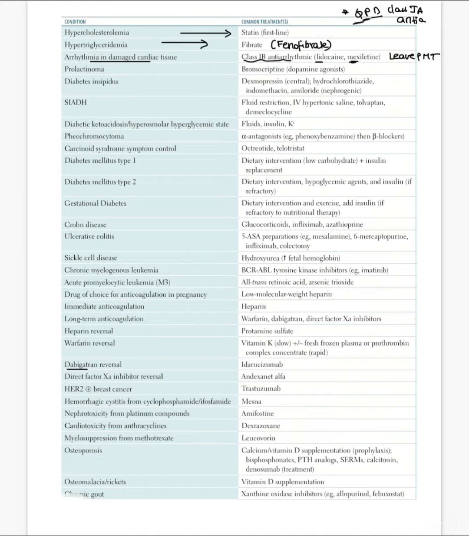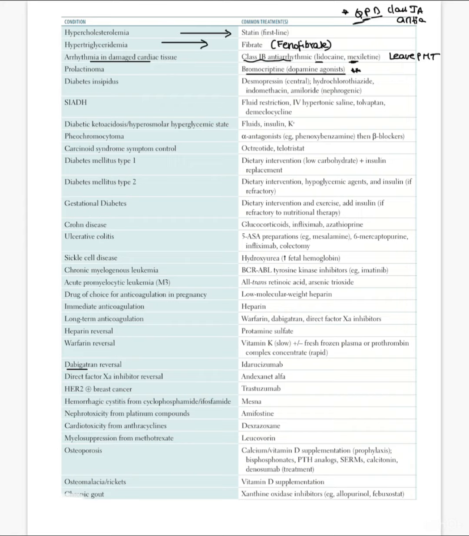Now coming on to prolactinoma. Basically prolactinoma is a tumor, guys, a tumor of the pituitary. So prolactin, what will happen? Basically here we give dopamine agonists in prolactinoma, guys, because there is an excess of prolactin here.